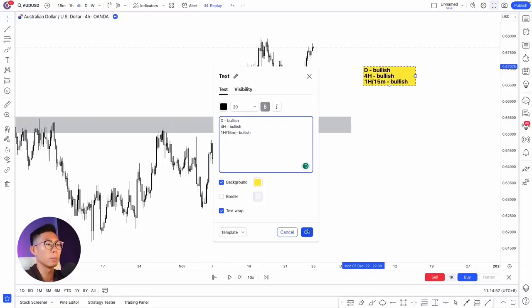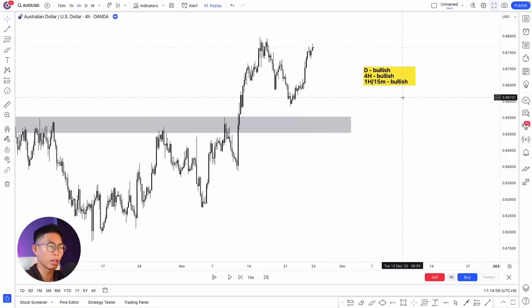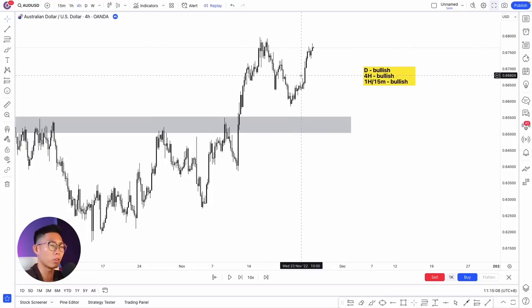What we want next is to look for a bullish movement in the 1 hour or the 15-minute time frame, because this is where we will be looking for our entry, right? Either on the 1 hour time frame or the 15-minute time frame. So once the 1 hour time frame or the 15-minute time frame has turned bullish, this means it's good to go. This means you can enter for a buy already.